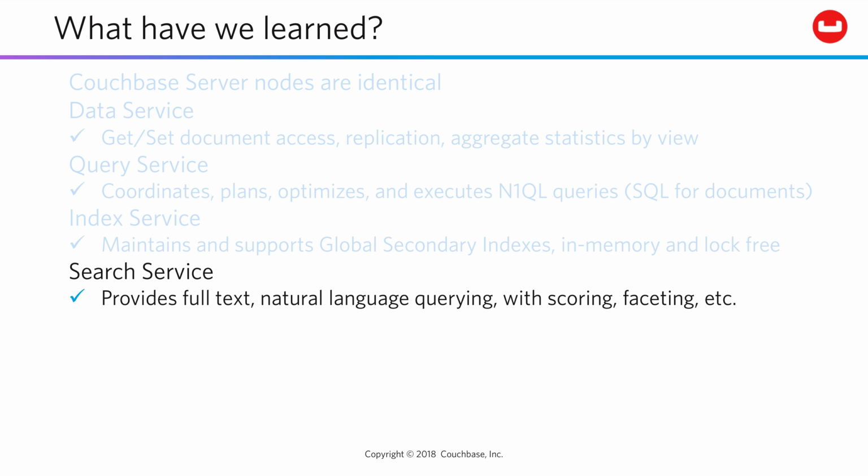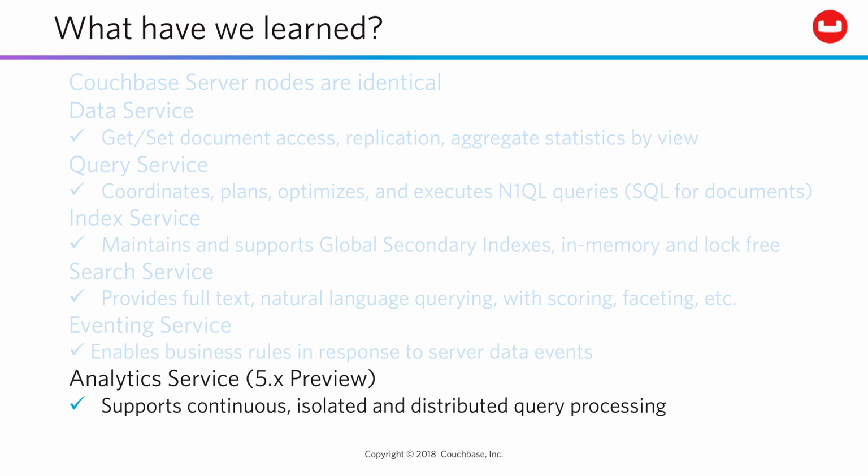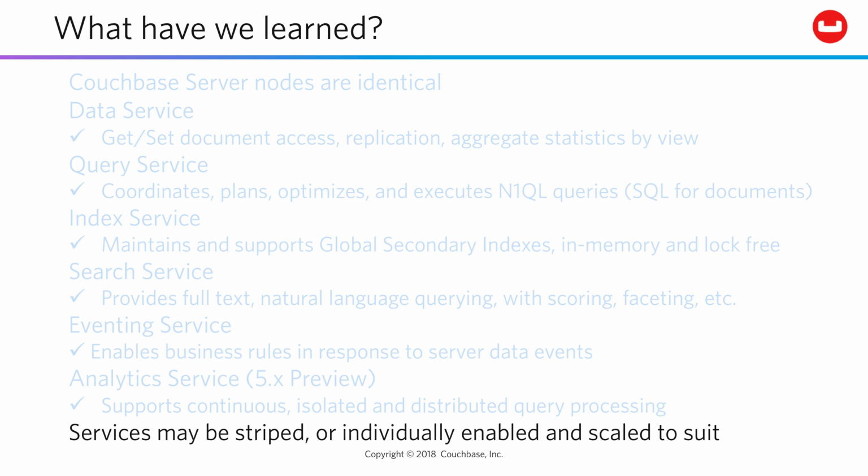The search service gives you natural language query capabilities right in the database, so you don't have to pump text all over your data center just to support a search box. The eventing service enables business rules in response to server data events. And the analytics service supports isolated, distributed, ongoing query processing. All of these services can be striped or individually enabled and scaled to suit your demands.